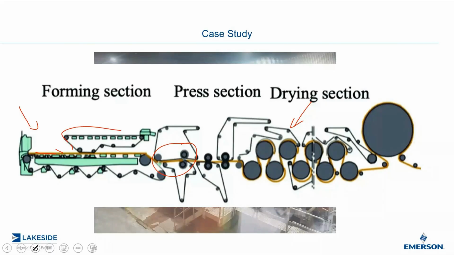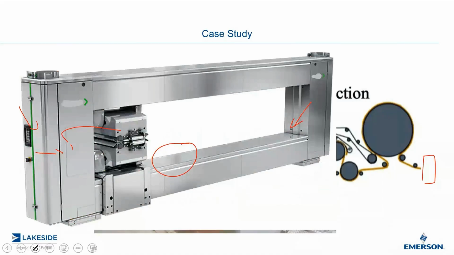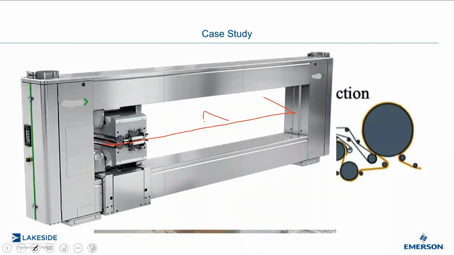Obviously, the higher the steam pressure, the hotter the dryer cans are, and eventually it ends up here where there's a scanner. What does a scanner look like? A scanner looks like this. The actual paper would be going in between here and going this way. This scanner goes back and forth probably every 30 to 40 seconds. It scans the paper. Inside this sensor head, there are multiple sensors.